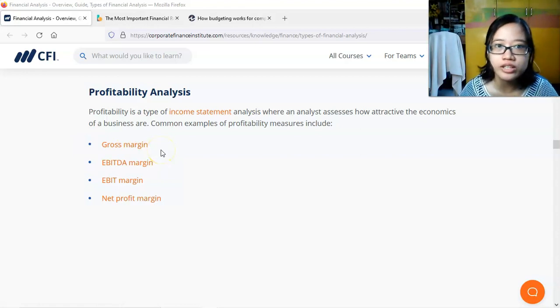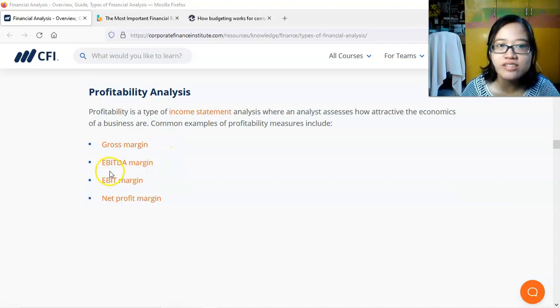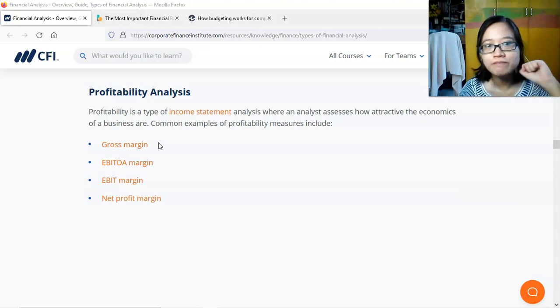Mas malaking gross margin, edi mas maganda. Okay, EBITDA, so earnings before interest, taxes, depreciation, and amortization. So, di ba you have your revenue minus direct cost, you have your gross profit or gross margin, minus the operating expenses. Yung sa operating expenses, hindi pa kasama doon yung apat na yon. Okay? Hindi mo pa kasama doon yung interest, taxes, depreciation, and amortization. After the operating expenses, you have the operating profit, or you can also call it EBITDA.